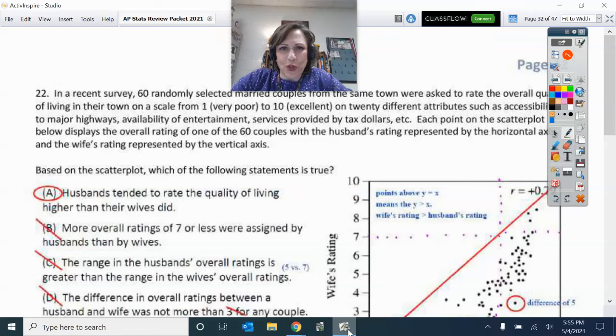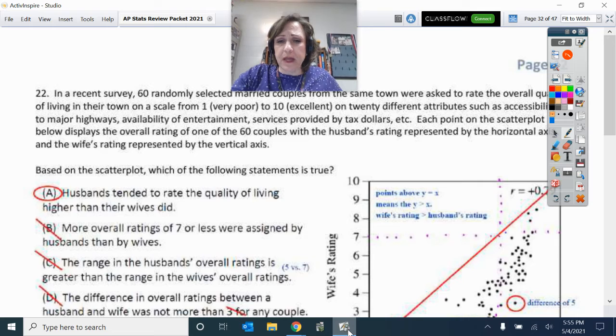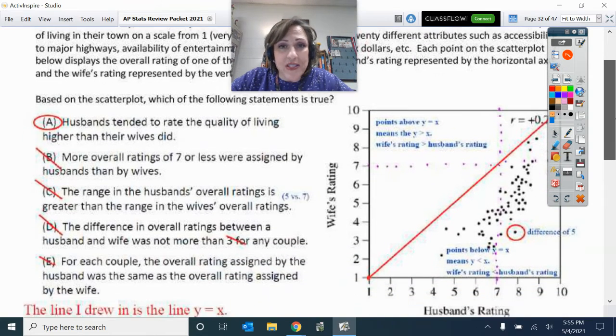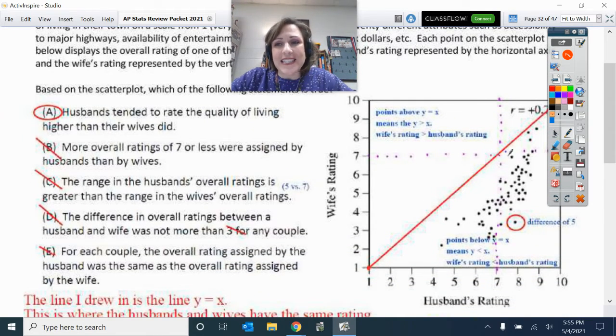All right, let's look at these multiple choice problems. So, on this problem here, where we're going to be comparing the values of one variable with the other, the first thing we need to do is see where those values are equal. That's naturally going to be the line y equals x, because that allows us to have that comparison between the husband's ratings and the wife's ratings.